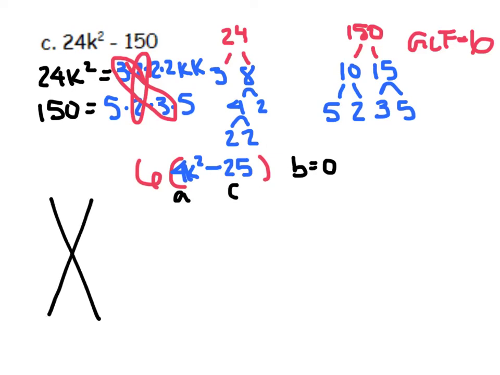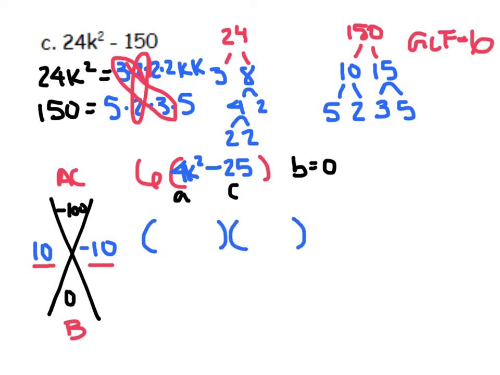So let me draw my little X. A times C goes on top, add up to B. A times C is 4 times negative 25, which is negative 100. And B is 0. So basically, anytime B is 0, that tells me that these two numbers have got to be the exact same number, but one's positive and one's negative. Well, what numbers are those? 10. 10 times negative 10 is negative 100, and 10 plus negative 10 does give us 0.